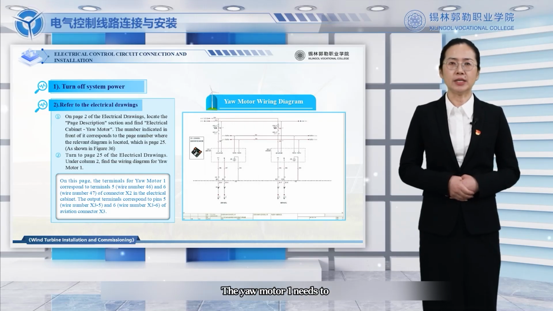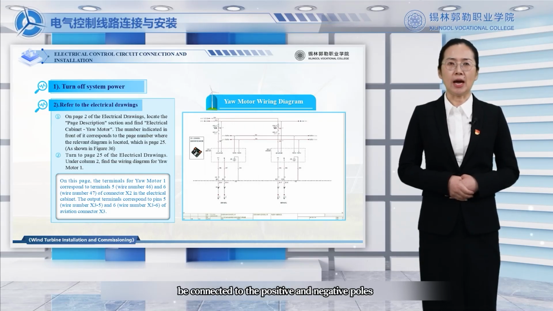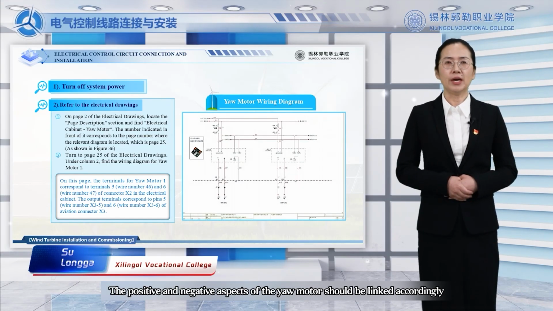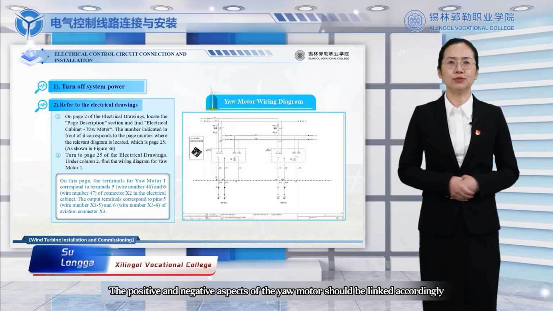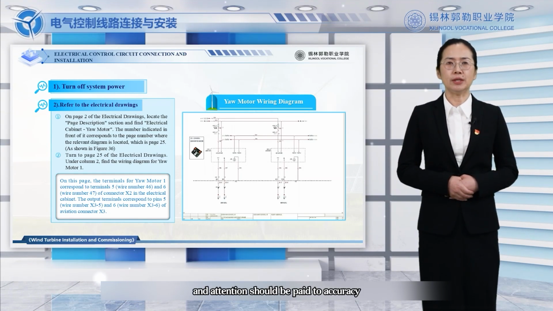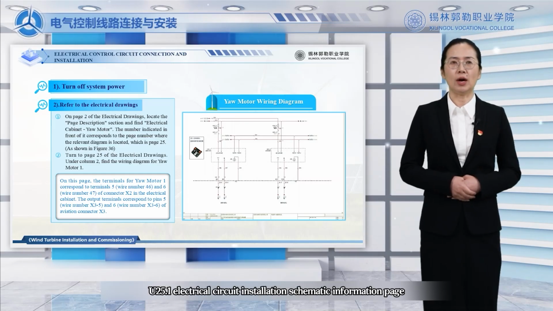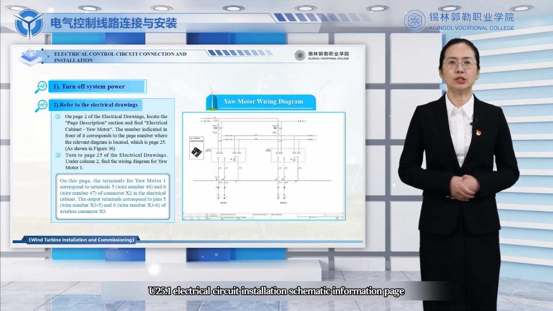The yaw motor 1 needs to be connected to the positive and negative poles at the R, N, and M positions. The positive and negative aspects of the yaw motor should be linked accordingly, and attention should be paid to accuracy after connecting the yaw driver. Remember to connect the ground wire. This is the explanation of the U25.1 electrical circuit installation schematic information.